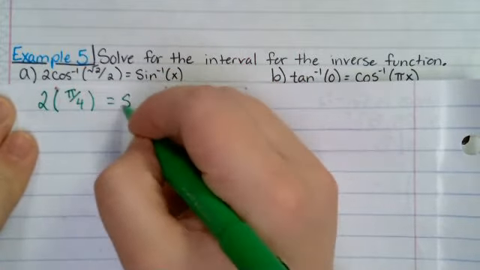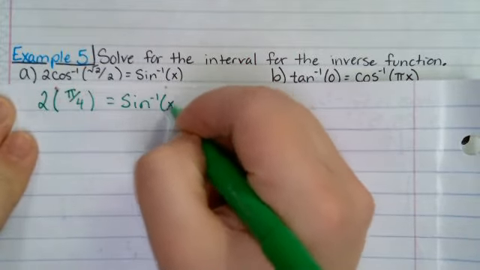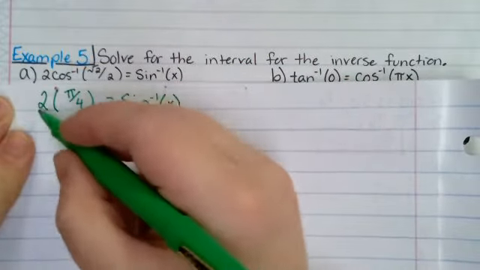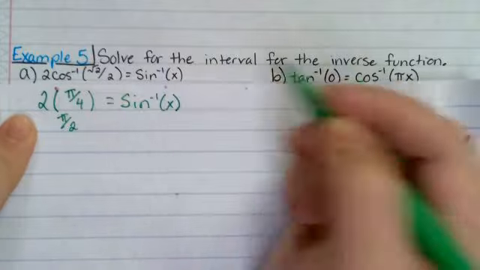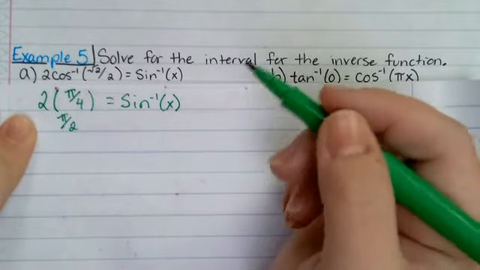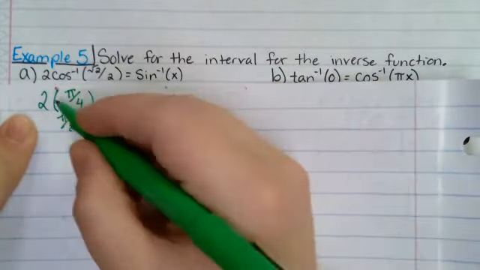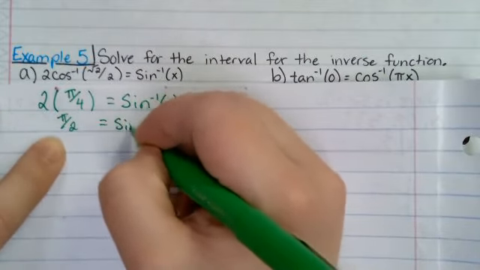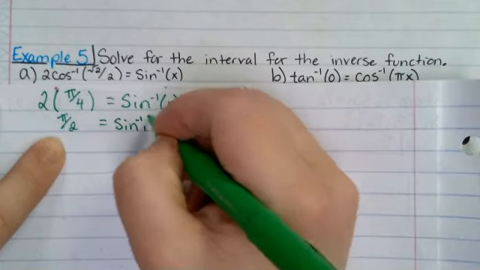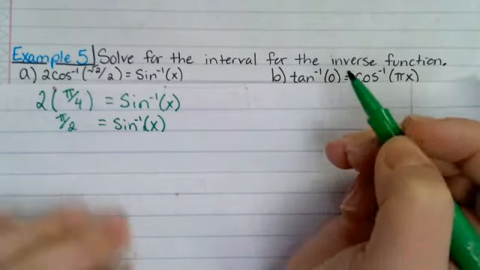And then over here, we have sine inverse of x. All right, 2 times pi over 4 is going to give us pi over 2. Right, same thing as 2 times a fourth, it gives you a half. So 2 times pi over 4 is pi over 2. And this is equal to sine inverse of x.